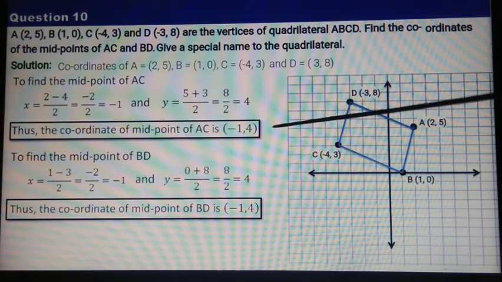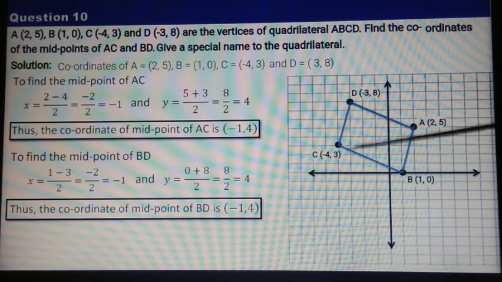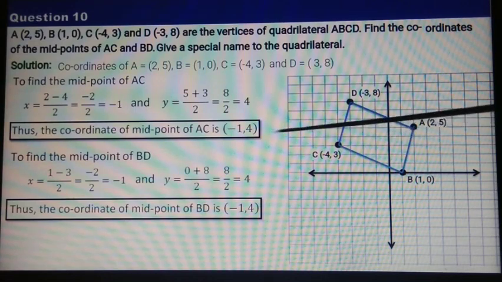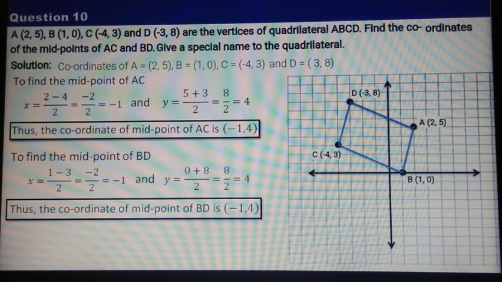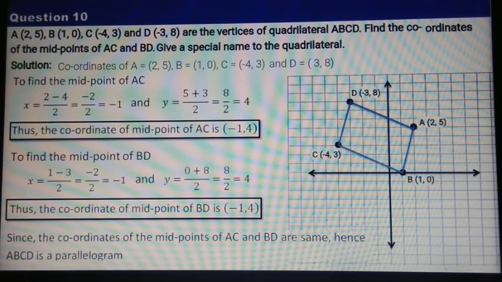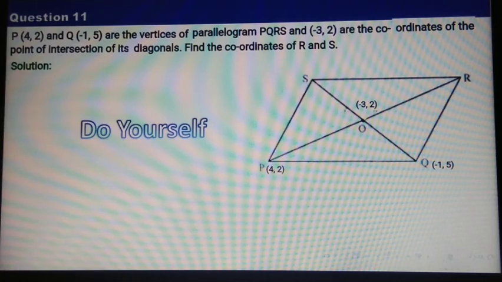Since the point of intersection is the same for both, that means both of them get bisected at the same point. So that's why the figure has to be a parallelogram. That's how you are going to prove it during exams, not using your graph paper. You may pause the video to note this down. Okay, let's move on to the next question.